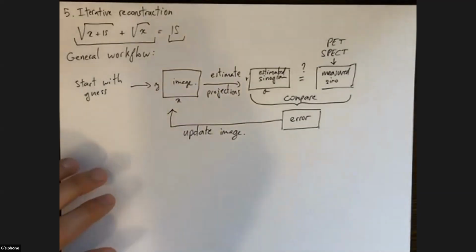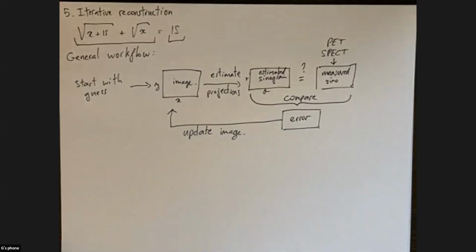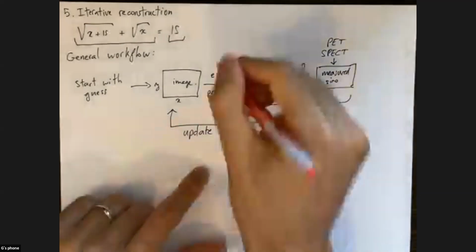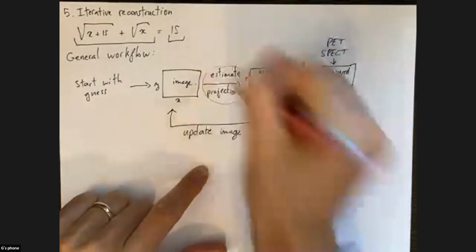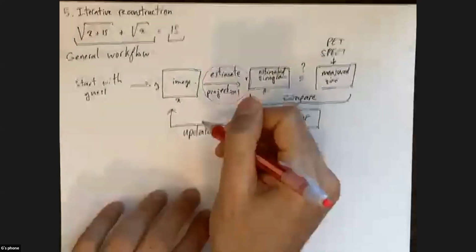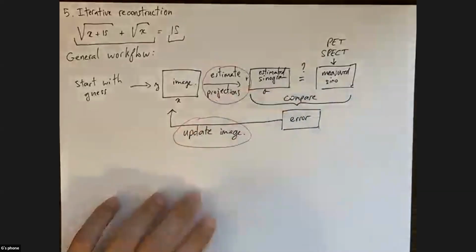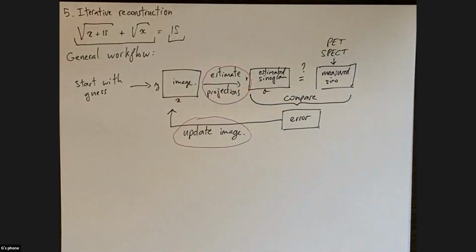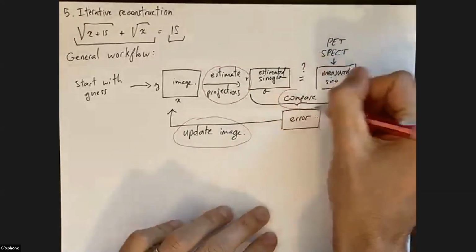Now I just need to introduce a few things about this process. The first thing is, I said estimate projections, but we need to explain how we estimate projections. How do we calculate a sinogram from an image? The second thing is how do we update the image, right? These are two really crucial things that we need to define. And I would add a third one, which is that this comparison here is also crucial.